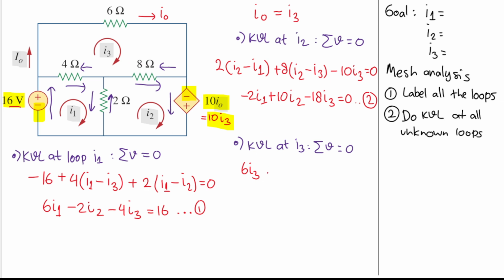Okay, so the next component will be 8. And remember, we are working on I3, so I3 always comes first. I3 comes first, but then here I2 is flowing in the opposite direction, so we will have minus I2. Good. And for the very last component of our analysis, we will have this 4 ohm. So we'll have 4, and then I3. Always I3 first because we are working on I3. And then here I1 is flowing in the opposite direction, so I have minus I1 here. All of that will equal 0.